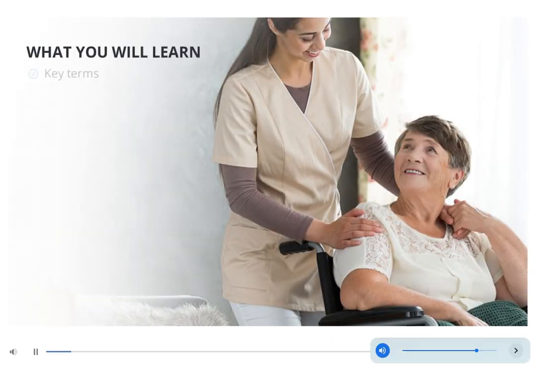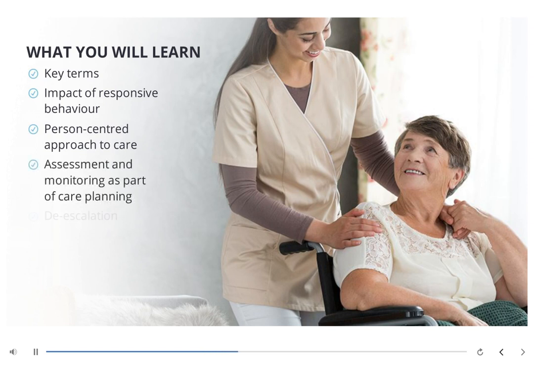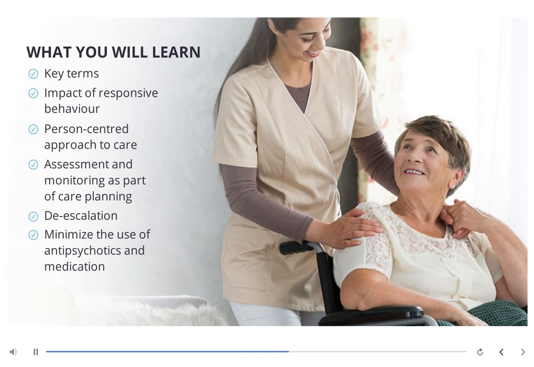Today, you will learn the key terms used in caring for persons with dementia and responsive behaviors. We will briefly discuss the impact of responsive behaviors and how a person-centered care plan approach will improve quality of life for the person and those who care for them. We will discuss the requirement that care planning involves assessment and monitoring on a scheduled basis and with change of condition. Briefly, we will review the goals of minimal medications and reducing the use of antipsychotics.